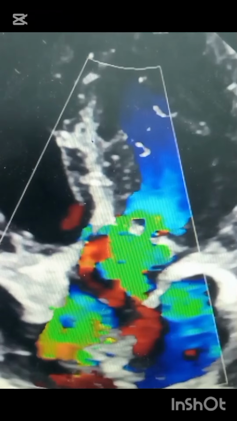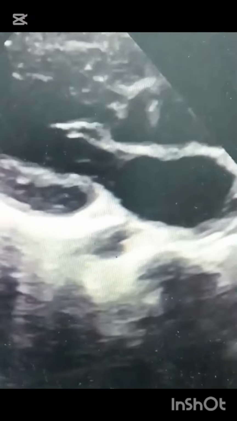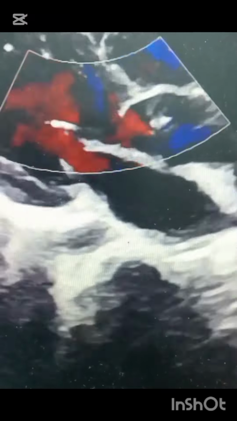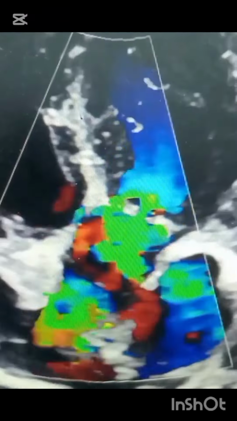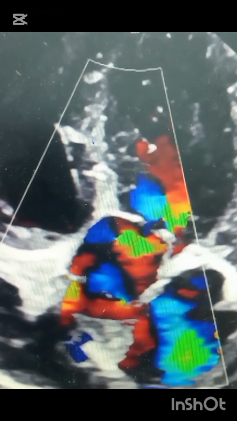We use the parasternal long axis. Yes, this is the parasternal long axis view and the apical 5 chamber. This is the parasternal long axis view with color Doppler. So you can see the turbulence here near the ridge, and also you can see the aortic insufficiency, aortic regurgitation. This is the 5 chamber view. The membrane is also seen here, and the aortic regurgitation beneath the aortic valve.